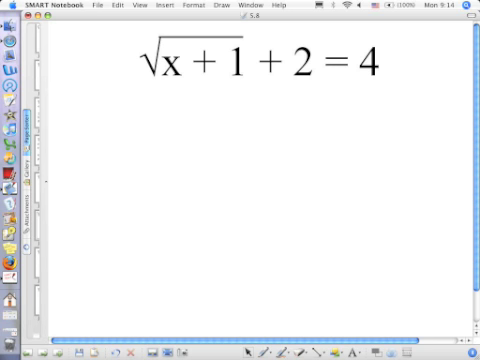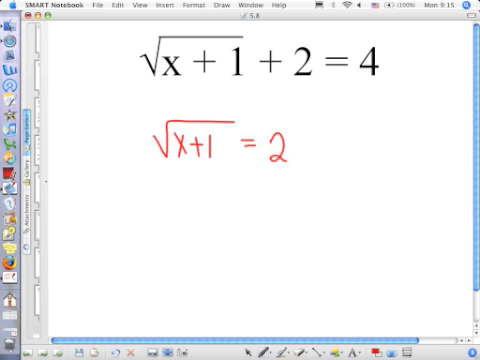The square root of x plus 1, and then out of the radical, we have plus 2 equals 4. Now, what was the first step I said to do? Isolate the radical. What's not under the radical? Plus 2. How do you undo plus 2? You're going to subtract 2 from both sides. And when you do, you get the square root of x plus 1 equals 2. Can a square root be positive? Yes, it can. So we're going to keep going.